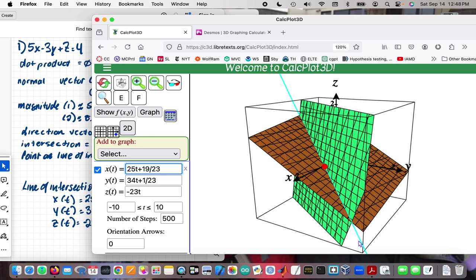And finally, we plotted all of this using CalcPlot 3D. You can see from the picture that the planes intersect. The parametric equation of the line of intersection is shown, and it is light blue on the graph. That point on the line of intersection, 19 over 23, 1 over 23, and 0, is the big red dot in the middle of the graph.